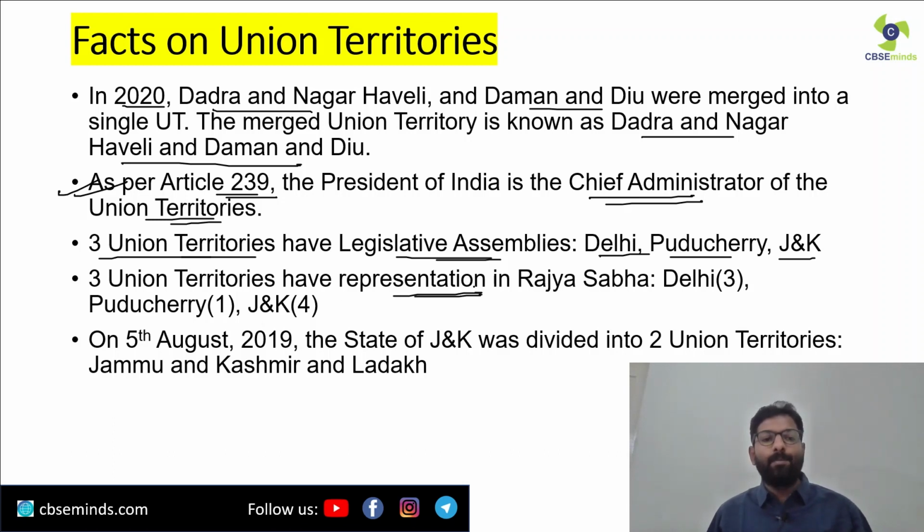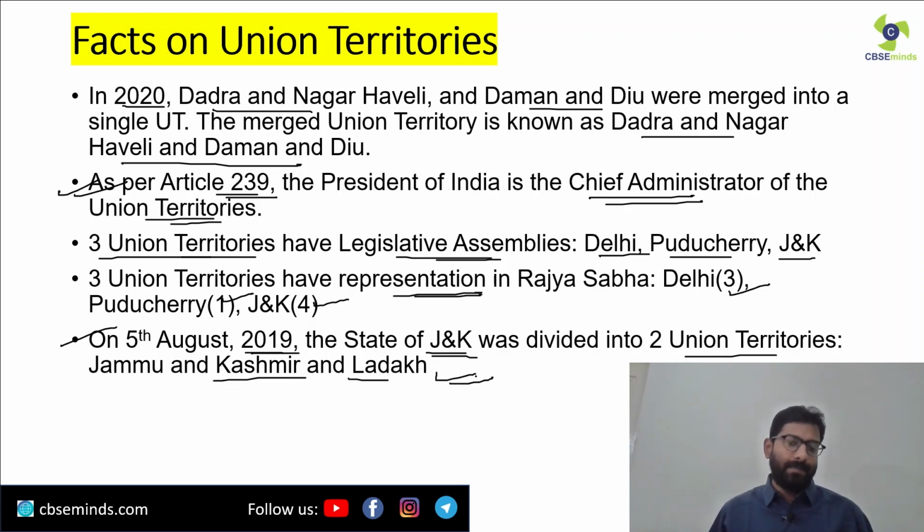Next, 3 union territories have representation in Rajya Sabha as well. That is Delhi, Puducherry and Jammu and Kashmir. In the case of Delhi they have 3 representations, in the case of Puducherry 1 representation, in the case of Jammu and Kashmir 4 representations. Ladakh does not have representation in the Rajya Sabha. Next point, on 5th of August 2019, the state of Jammu and Kashmir was divided into 2 union territories, that is Jammu and Kashmir and Ladakh. We have already seen this point earlier.